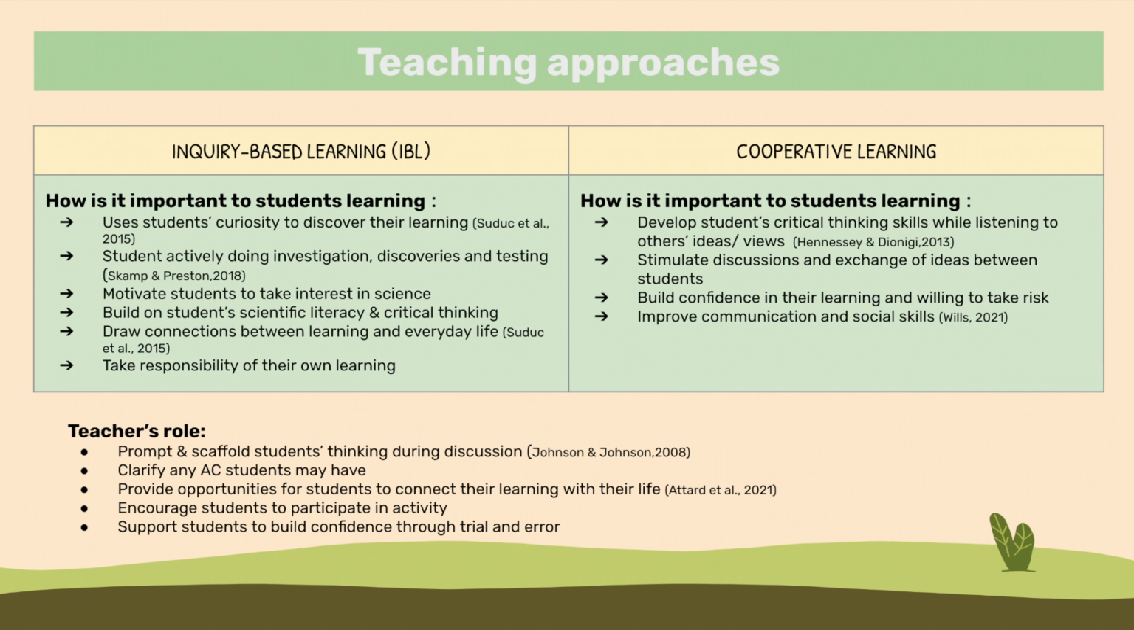Similar to IBL, cooperative learning provides multiple exposure to develop students' critical thinking skills. Cooperative learning relies heavily on students' interaction with their peers, as students will work together as a group to help motivate and challenge each other to maximize their learning. Discussion within the group can help students to consolidate their thinking and learning from different perspectives to extend their scientific knowledge. Teachers' roles in these two teaching approaches are equally important in students' learning.